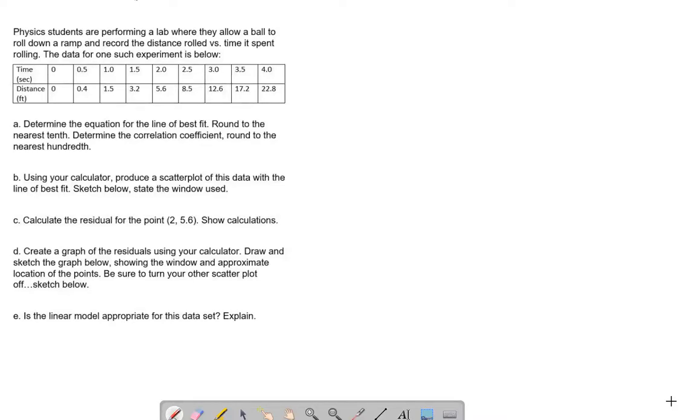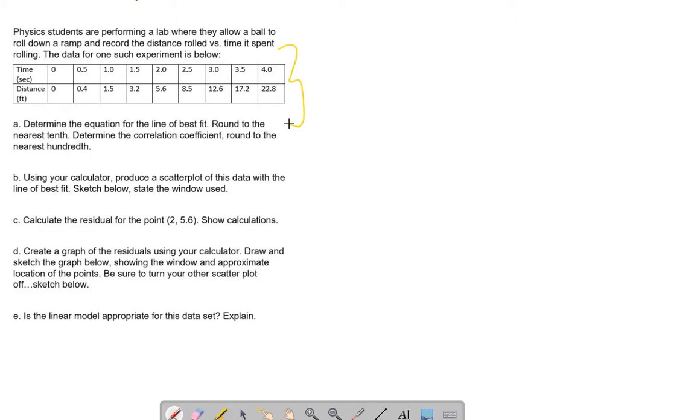We're the YouTube channel that solves only the math problems our subscribers send in. So we got an Algebra 1 stats problem. It involves data. Physics students are performing a lab and they roll a ball down the ramp and they record the distance rolled versus the time it spent rolling. And so they put all of this data into this table.